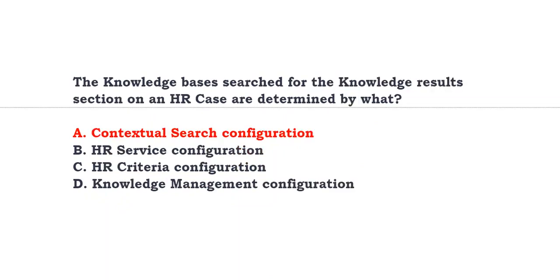Our next question is, the knowledge bases searched for the knowledge results section on an HR case are determined by what? Option A, contextual search configuration. Option B, HR service configuration. Option C, HR criteria configuration. Option D, knowledge management configuration. The correct answer is option A, contextual search configuration.